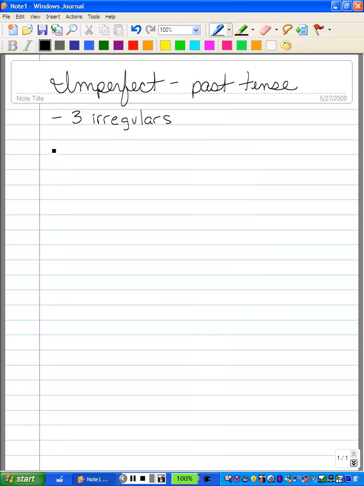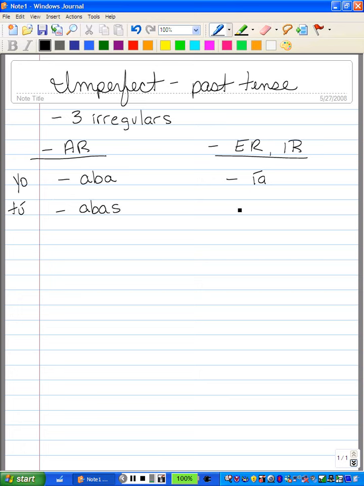Alright, the imperfect tense. You have an imperfect tense for AR verbs, and you have an imperfect tense for ER and IR verbs, or endings, I guess you want to say. For the yo form, your ending is going to be aba. For ER and IR, it's going to be ía. For the tú form, it's going to be abas. This one is going to be ías. For él, ella, and usted, it's going to be aba. This one's going to be ía.